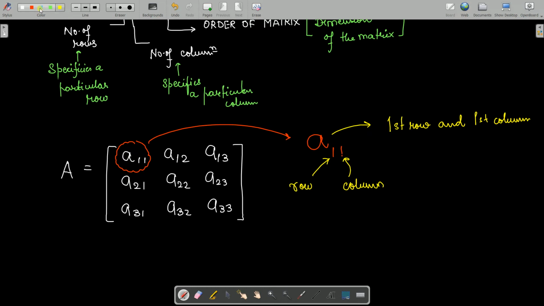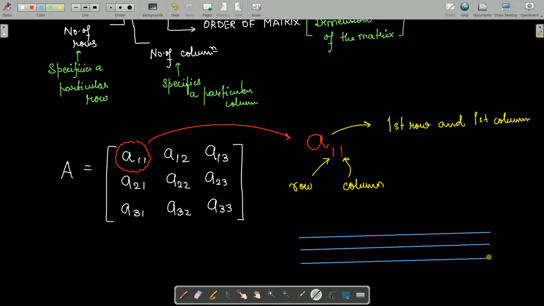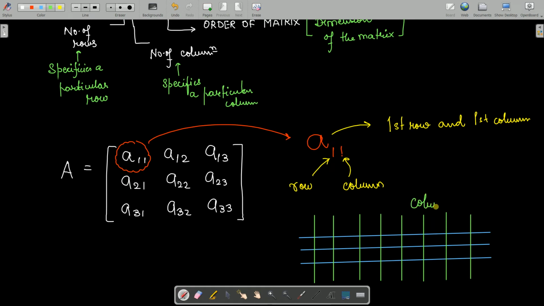You know what a row is? This is called a row. These are the rows, the horizontal lines. And what are columns? These are columns, the vertical lines, as you can see. Horizontal lines are called the rows. The vertical lines are called the columns.